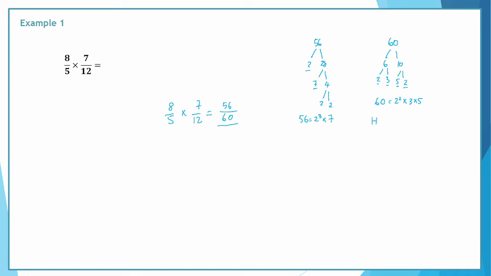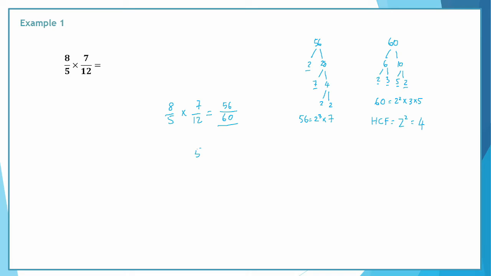So our HCF is going to be found by looking at these two products here and looking at the numbers that they share. So they share the number 2, and then we're going to pick the lowest power between them. So we know that they share the number 2, and the lowest power is this 2 squared here. So 2 times 2 is 4, so our HCF is 4. So we're going to use this now to simplify our fraction.